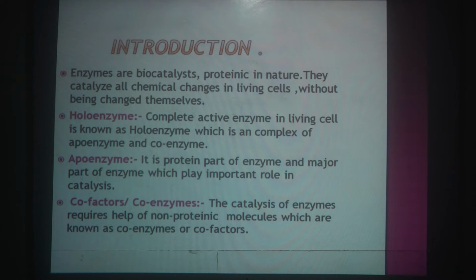Three definitions. Holoenzyme is what? It is an active form of enzyme which is called as complete enzyme. It consists of two parts, apoenzyme and coenzyme. Apoenzyme is a major part and is protein in nature. Next is a cofactor or coenzyme. It is a non-protein part and which is required for the catalysis of enzyme.